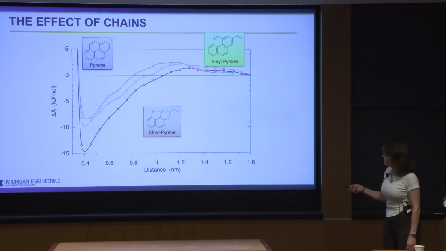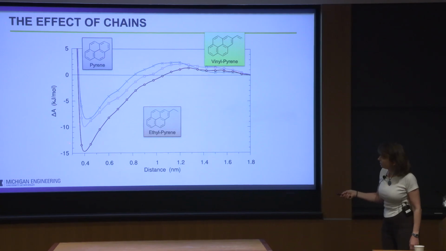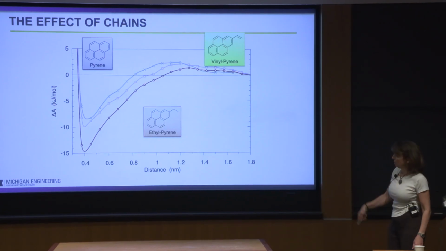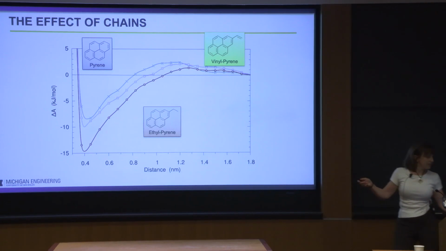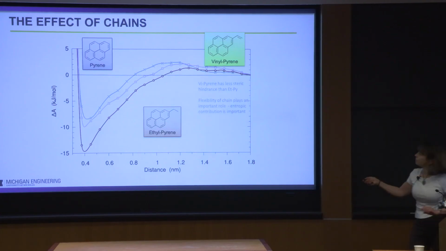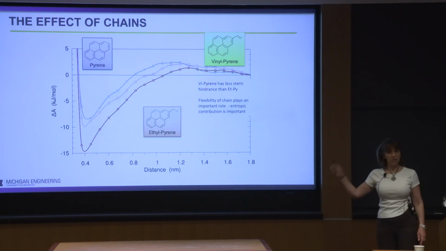What you see here is that now the free energy, this was at 500 Kelvin again. So you have, again, pyrene. This is a smaller scale, okay? This is minus 15. The previous graph was minus 80, I think. So pyrene is binding. But the idea is that this vinyl pyrene has less steric hindrance than this one. So the single bond can continuously rotate.